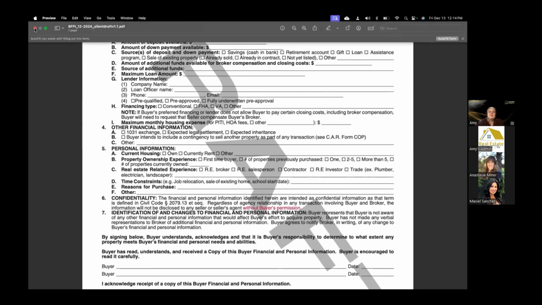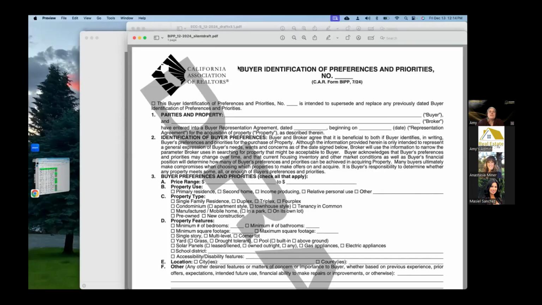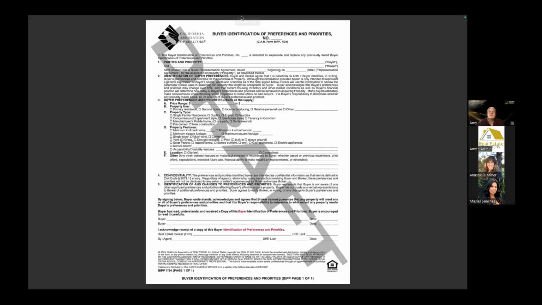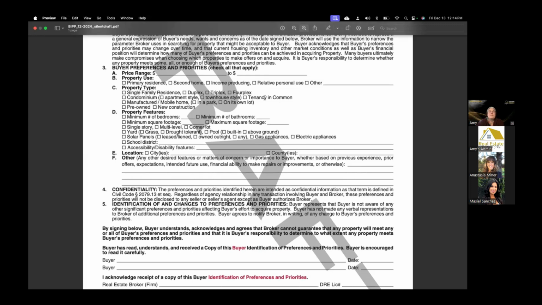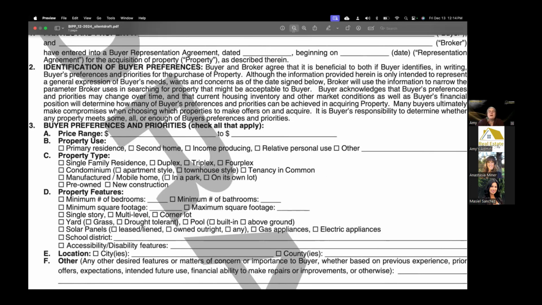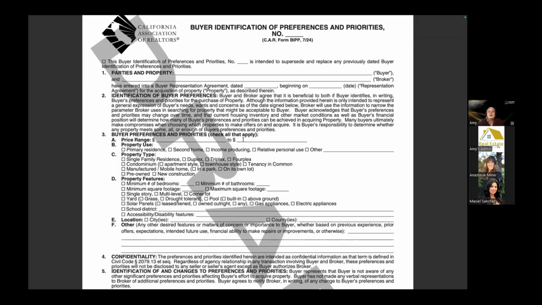The next one is going to be the buyer identification of preferences and priorities. So remember, this also can be used in conjunction with the BRBC. I do recommend that you have them fill it out, or that you fill it out with them, so that you have all their preferences and priorities.